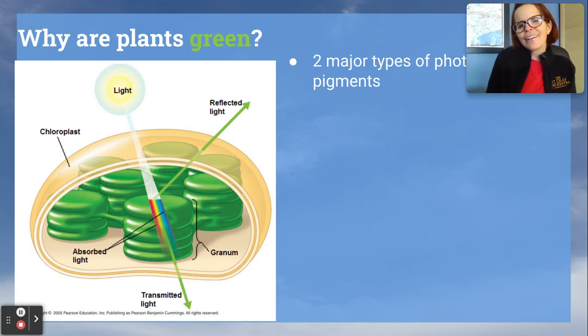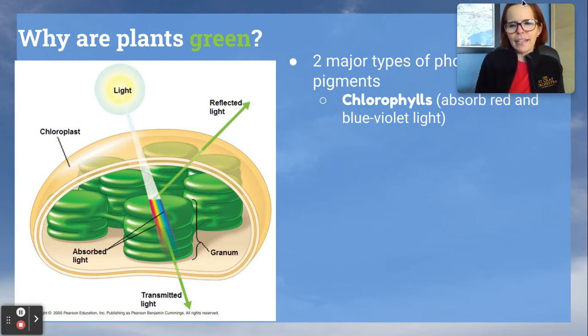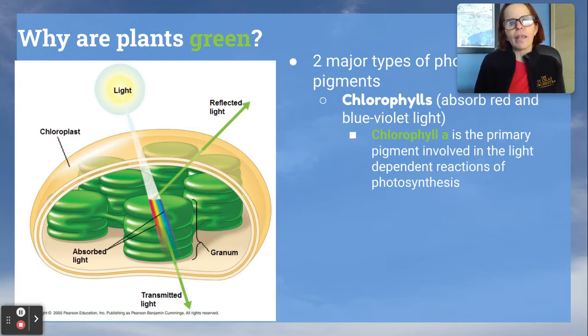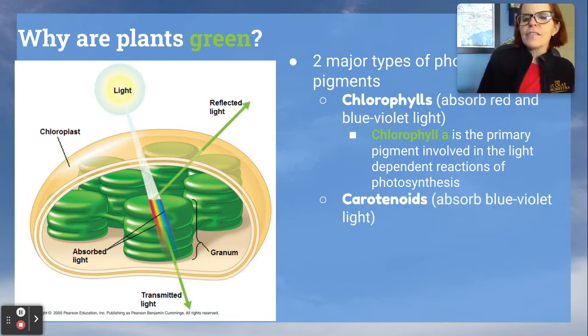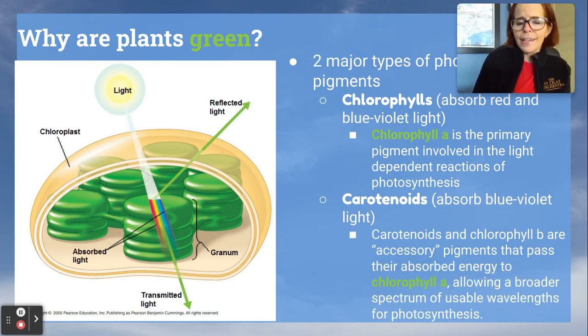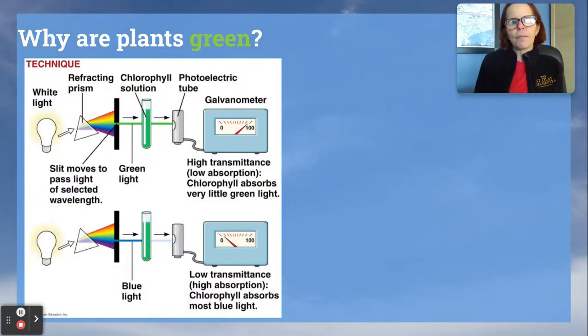So why are plants green? I already hinted at it. There are two major types of photosynthetic pigments that are found in plants. The first ones are the chlorophylls, and they absorb light in the red and blue-violet ranges. Chlorophyll A, I mentioned, is the primary pigment involved in the light-dependent reactions of photosynthesis. We're going to learn a lot more about it. The carotenoids also absorb blue-violet light, but they do not absorb green light. So carotenoids and chlorophyll B are accessory pigments that pass their absorbed energy to chlorophyll A, allowing a broader spectrum of usable wavelengths for photosynthesis. So they all work together, even though chlorophyll A is the primary one.